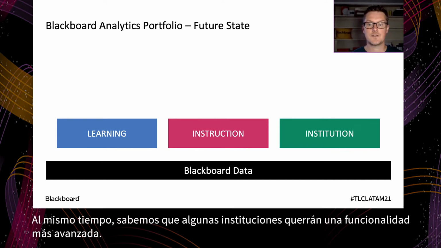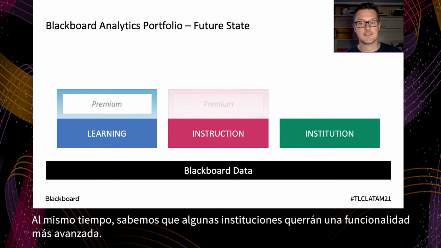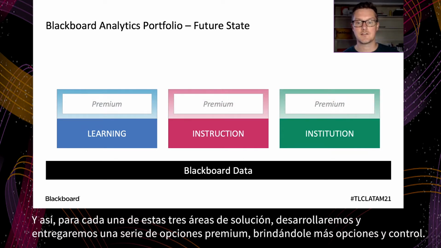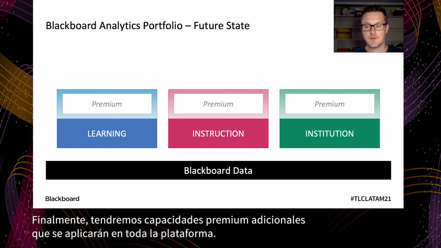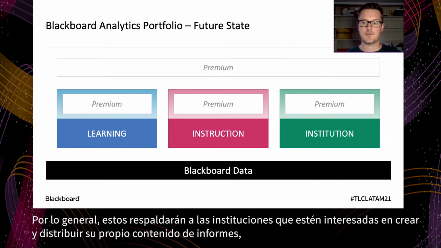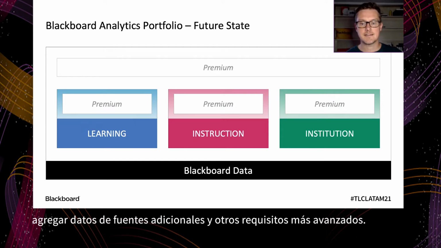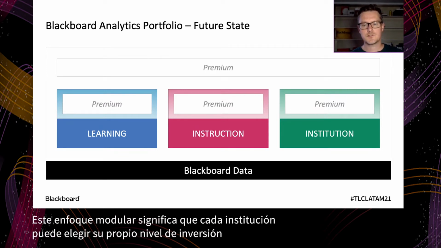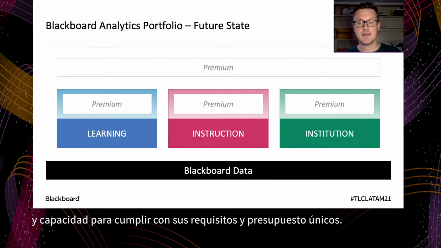At the same time, we know that some institutions will want more advanced functionality. And so for each of these 3 solution areas, we'll develop and deliver a number of premium options, giving you more choice and control. Finally, we have additional premium capabilities that will apply across the entire platform. These will typically support those institutions who are interested in building and distributing their own reporting content, adding data from additional data sources, and other more advanced requirements. So this modular approach means that each institution can choose its own level of investment and capability to meet its unique requirements and budget.